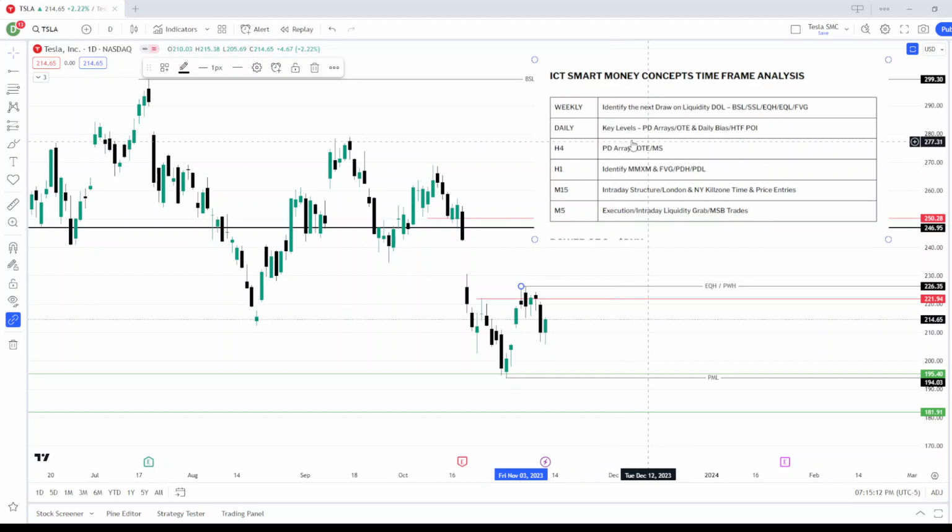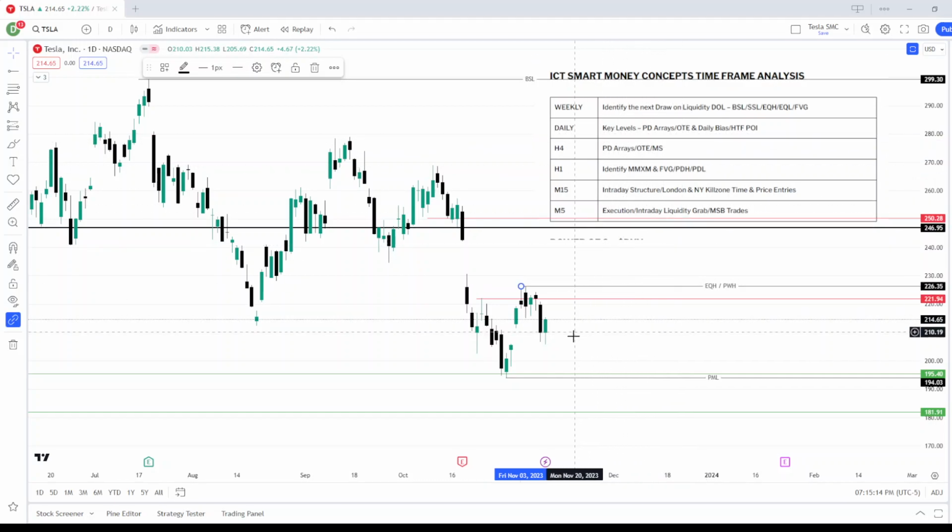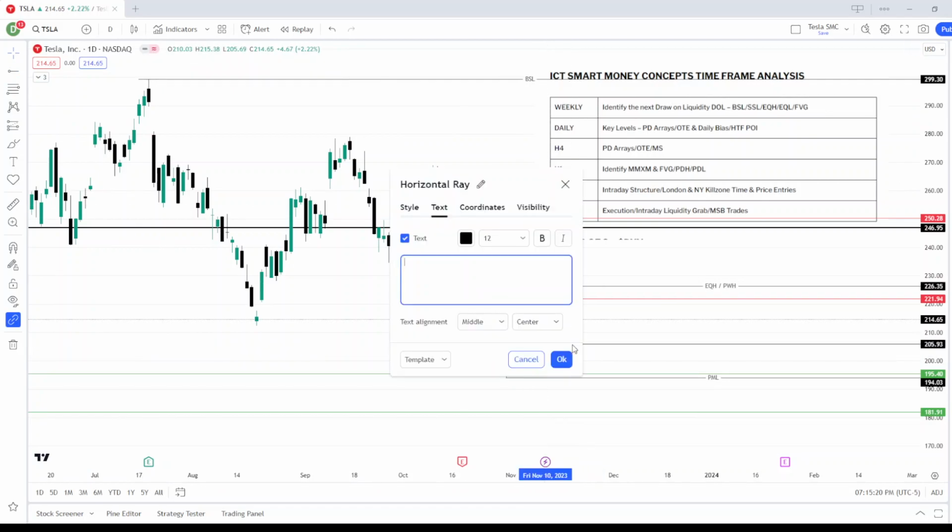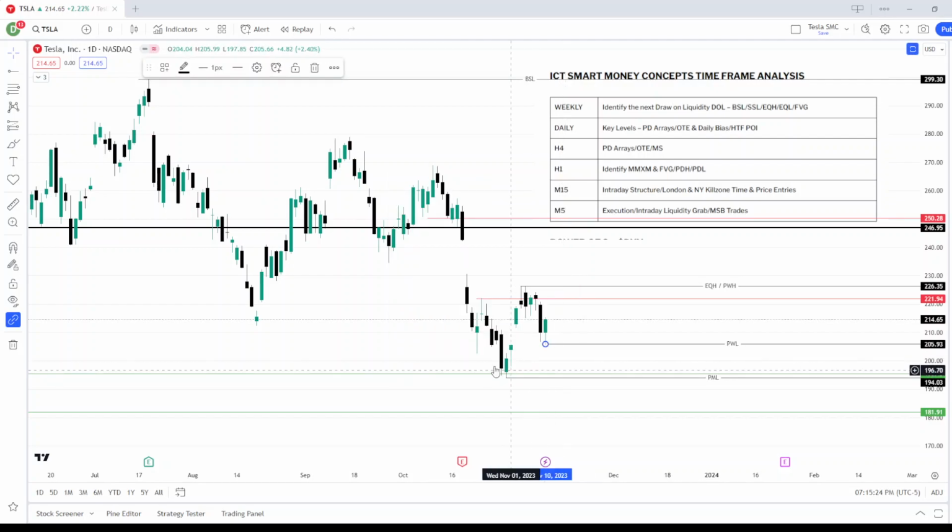Again, so key levels: premium discount arrays. Okay, I also want to mark off last week's low. So previous week low. Okay, so now we got a couple recent premium discount arrays. They're both on the discount side because they're both below the 50% fib level from swing high to swing low. Just important to jot down on a notepad that we're in discount for price.